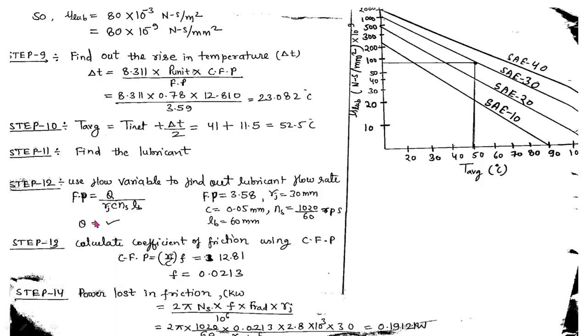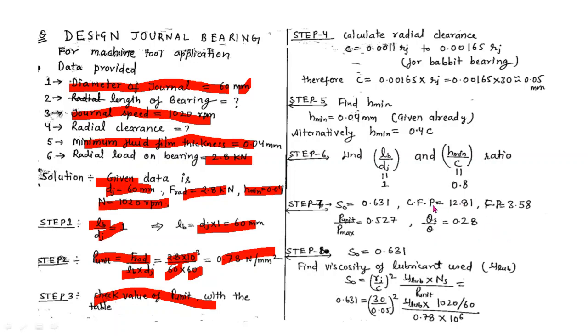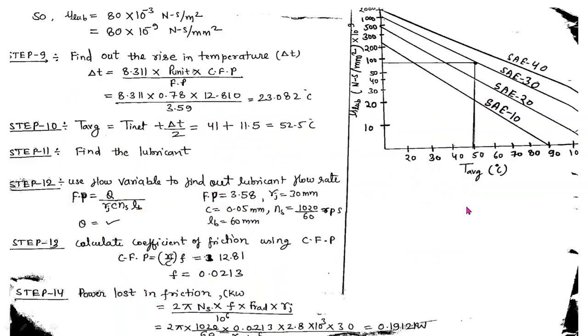And once the value of the lubricant flow rate is calculated, the next step is to calculate the coefficient of friction using CFP. Okay friend, this is the coefficient of flow parameter, CFP. So the value of CFP can be taken from step number 7 as 12.81, and the next step is to put CFP is equal to Rj divided by C into F, because the value of CFP is equal to this product. So once we have calculated the value of CFP from the previous step, we can calculate the value of the coefficient of friction.